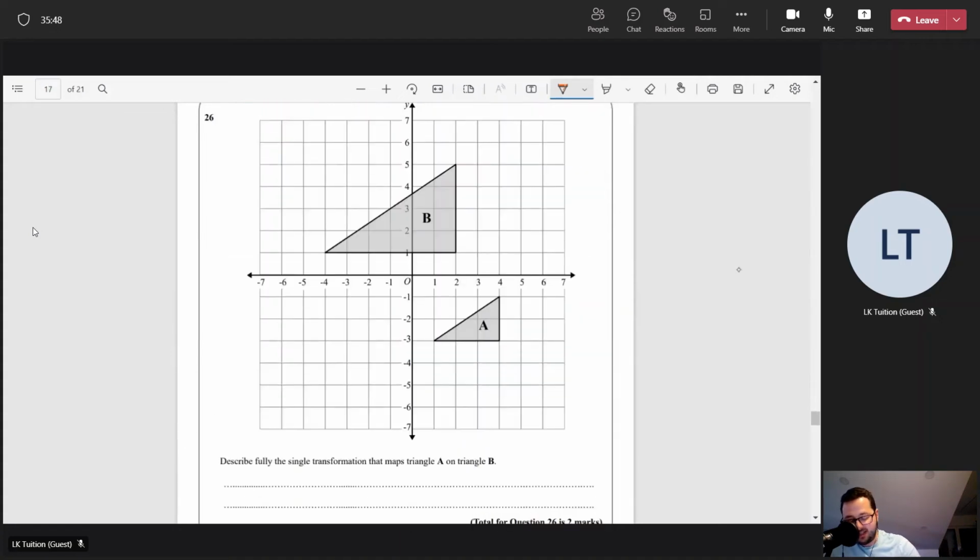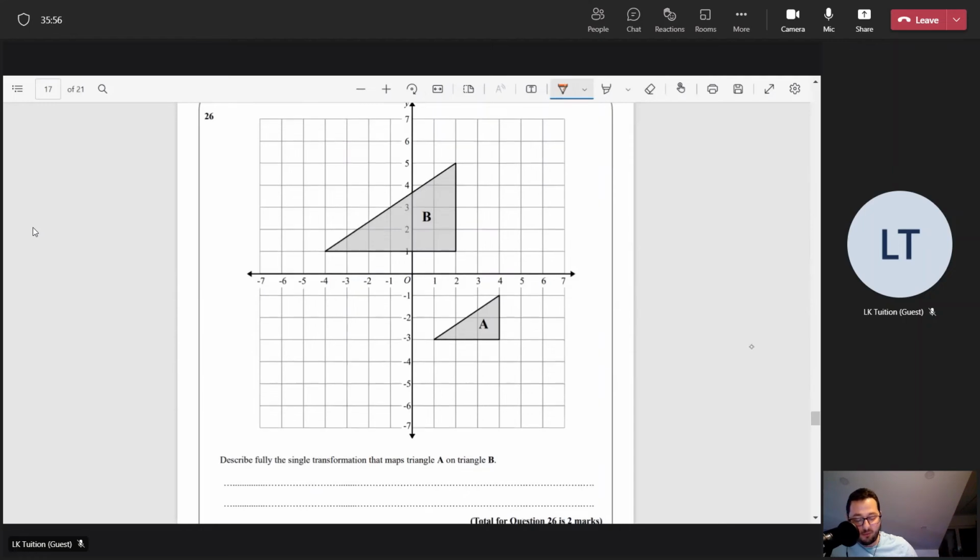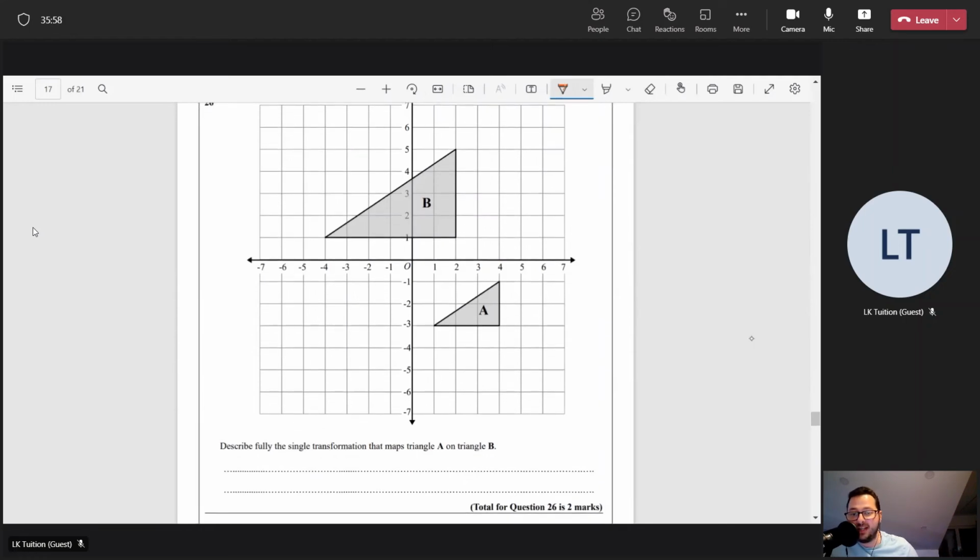Okay, so 26, describe fully the single transformation that maps triangle A onto triangle B. Okay, so we've got 2 marks. You're going to get one for just saying what it is. So from A to B, it's got bigger, so it's an enlargement. So A has been enlarged.